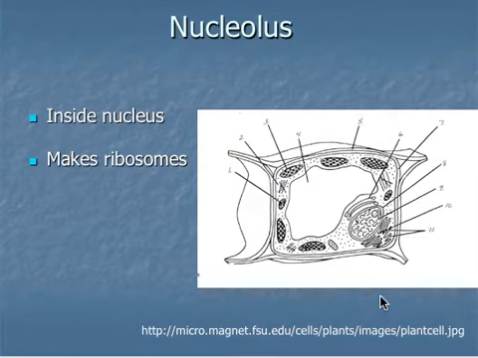All right, the nucleolus is actually not labeled here, but it is the dark spot inside the nucleus, and it makes ribosomes that make proteins. And we will have a whole lecture later on in the course where we talk about making proteins, how DNA makes proteins. And we will talk a lot more about ribosomes then.